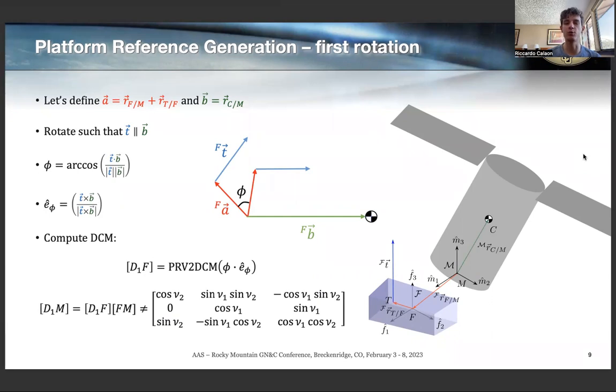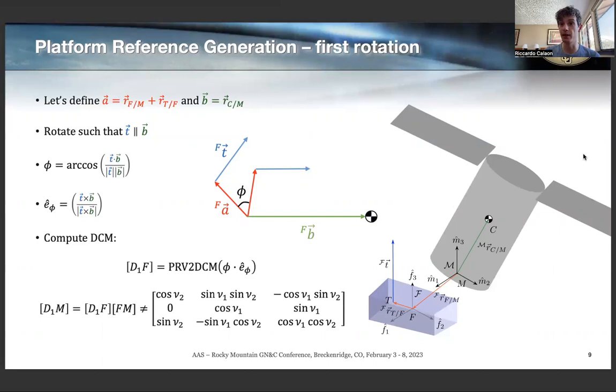So the first rotation that we are describing here is a rotation that allows to make the thrust vector T parallel to vector B. This is done by computing the principal rotation angle and vector, phi and e phi. And once these are computed via cross products and dot products, it is possible to compute the DCM, D1M, that performs such rotation. I want to stress the fact that we don't know for sure that this first DCM is compliant with the constraint that I was talking about before, but we will for now take it as an intermediate result.